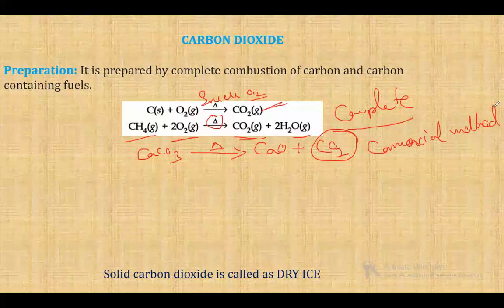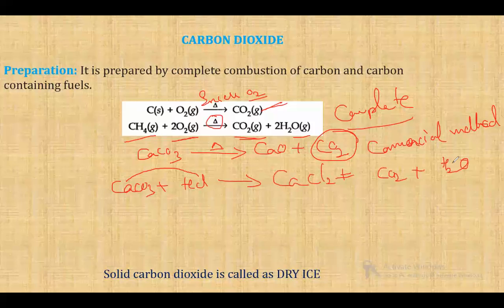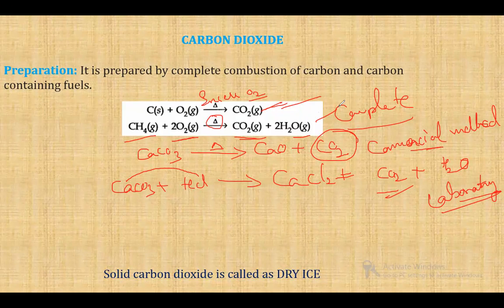Next, in the laboratory we can prepare carbon dioxide by treating calcium carbonate, CaCO3, with hydrochloric acid, HCl, forming calcium chloride, CaCl2, plus carbon dioxide, CO2, and water, H2O. This is what we call the laboratory method of preparation of carbon dioxide. The decomposition of calcium carbonate is the commercial method of preparation. The other two are complete combustion. So these are the methods of preparation of carbon dioxide, CO2.